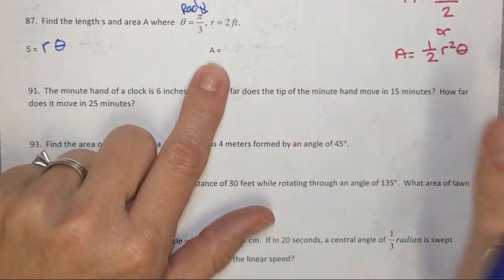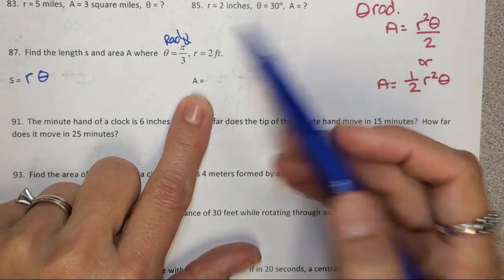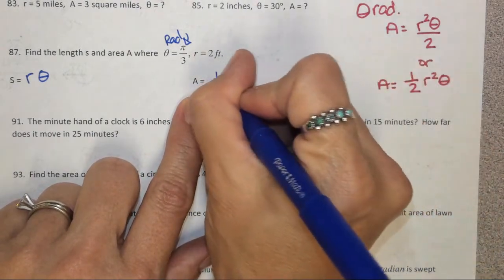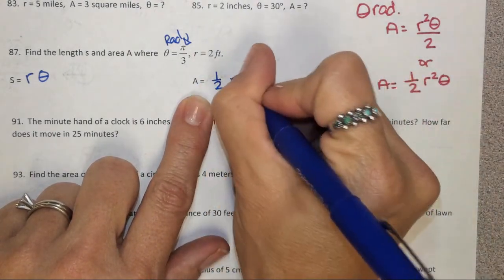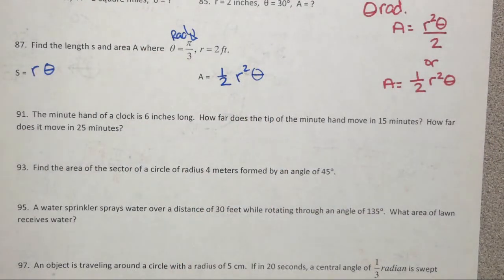For your area in radians, I can choose between either of these two. Again, my theta is a fraction. Because it's a fraction, I prefer the second one. So 1/2 R squared theta. And you're just going to plug in and then reduce.